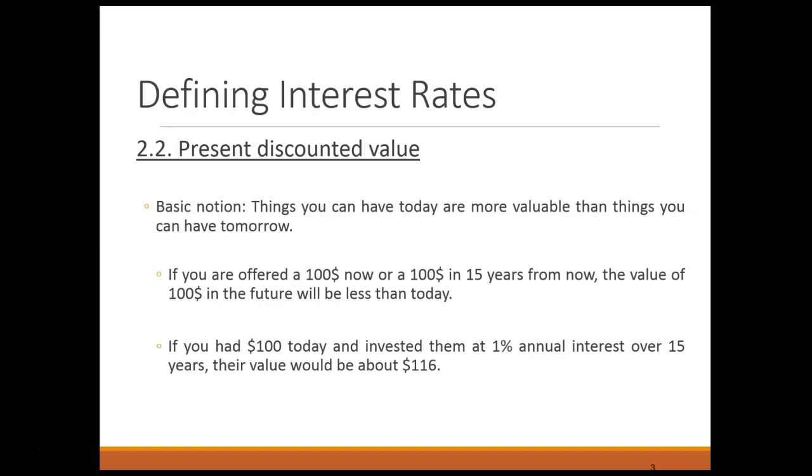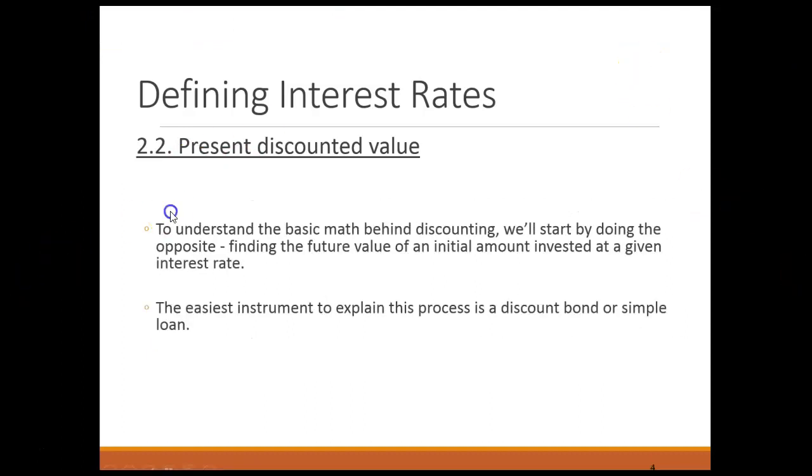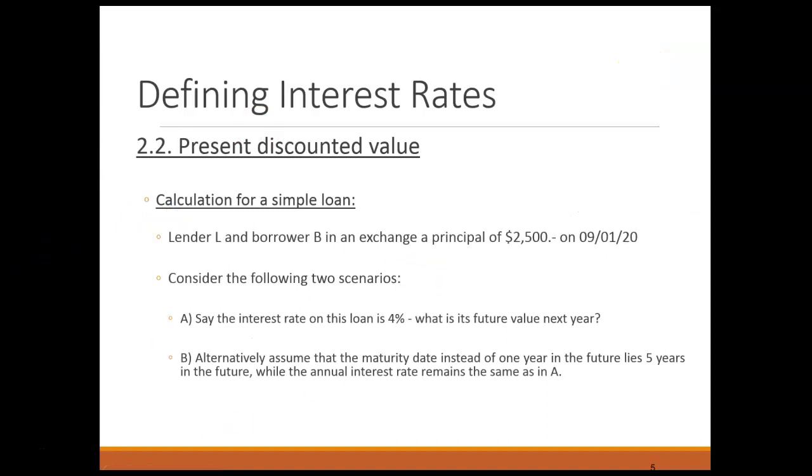For this illustration, we will focus on discount bonds and simple loans. For simplicity, largely, but all the principles extend to more complicated instruments without any loss of generality. Let's work through a simple example of a simple loan to find future values. Say lender L lends to borrower B an initial amount of $2,500 on the 1st of September 2020.